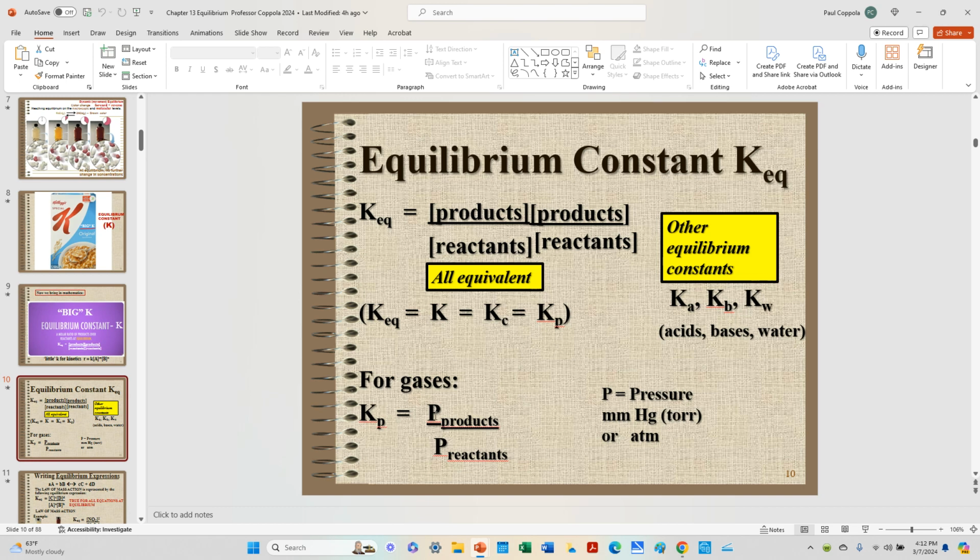Now, just so you know, if you have a problem involving pressures, everything is done the same way. You call it a KP because it's just going to be all gases, and you're given the pressure in atmospheres, and you just proceed the same way as if it was molarity. Okay, so don't be thrown by the fact that it's pressure. Everything's done the same way.